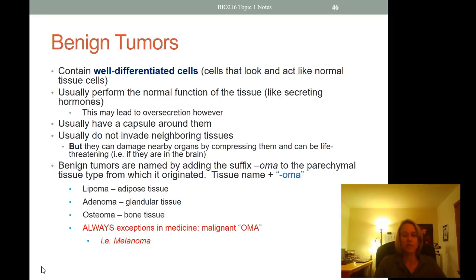In terms of naming, benign tumors are named by adding the suffix -oma to the parenchymal tissue. So, for instance, lipoma is a benign tumor of adipose tissue. An adenoma is the term used for glandular tissues. Osteoma is bone tissue. However, of course, there are always exceptions in medicine, and we do have a malignant oma, and that's melanoma, which is a malignant skin cancer.